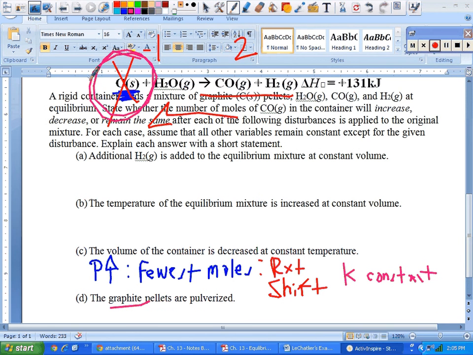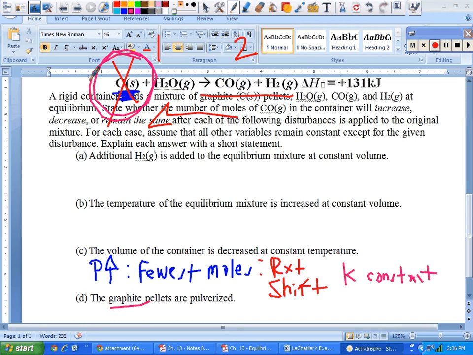So if it gives you something about a liquid, if you're adding a liquid, if you're adding a solid, there's no shift. Here's 2 more I want you to write down. What if I tell you I add argon, the noble gas? Why is it no shift? Very good. Inert gases do not affect equilibrium. So if you add a noble gas or an inert gas, it does not affect equilibrium.